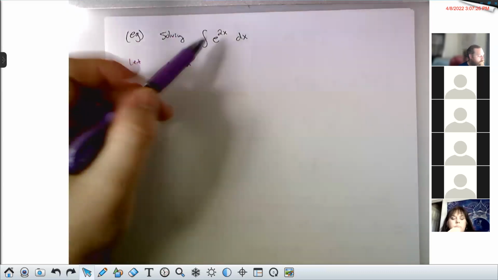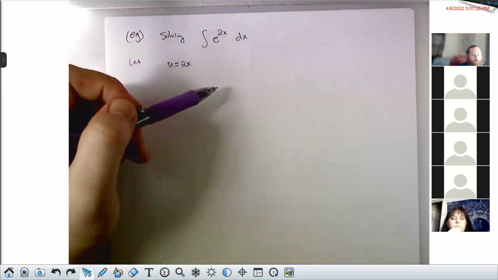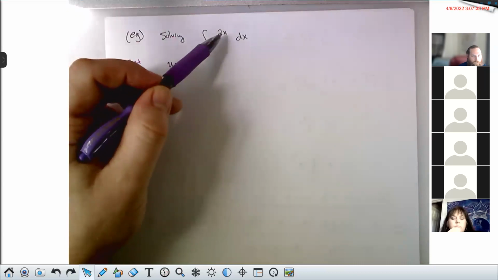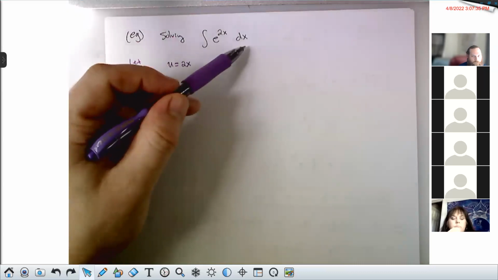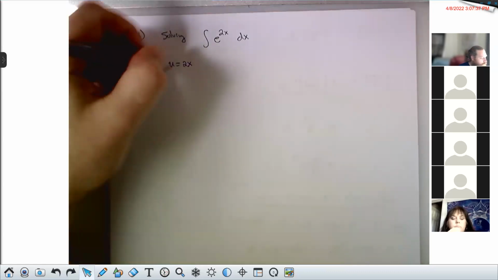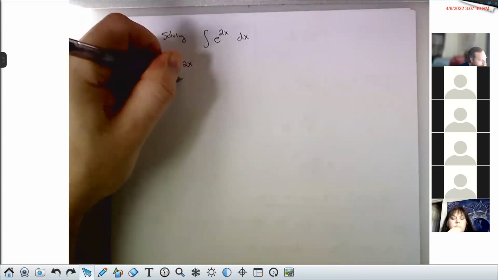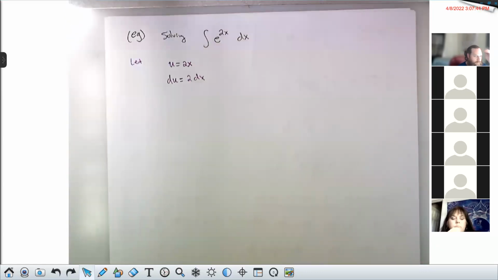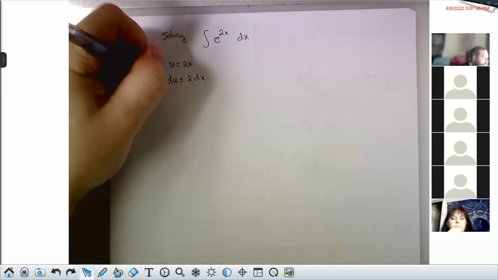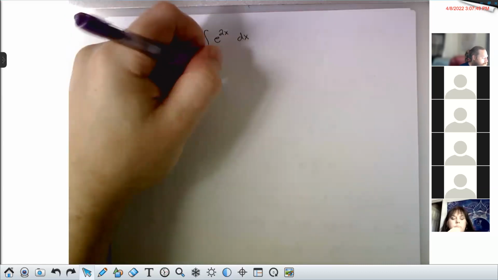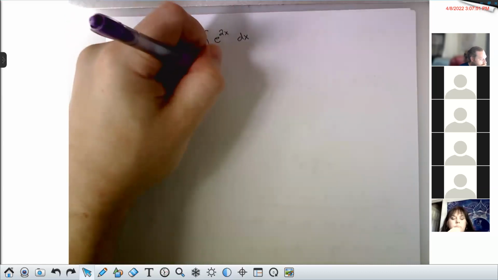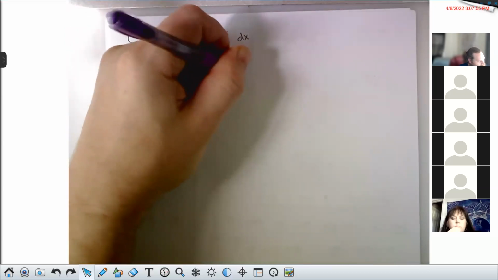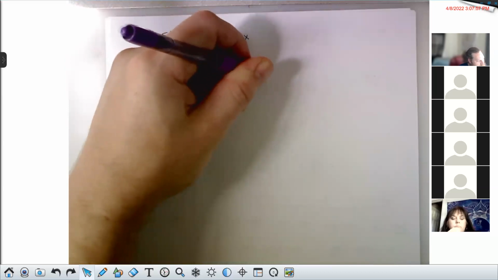And the idea is to turn this into an integral that's very easy to do. But we need to change, if we're going to change the variable here into e to the u, then I need to change the differential into a du. So I calculate the differential, which would be du equals 2 dx.